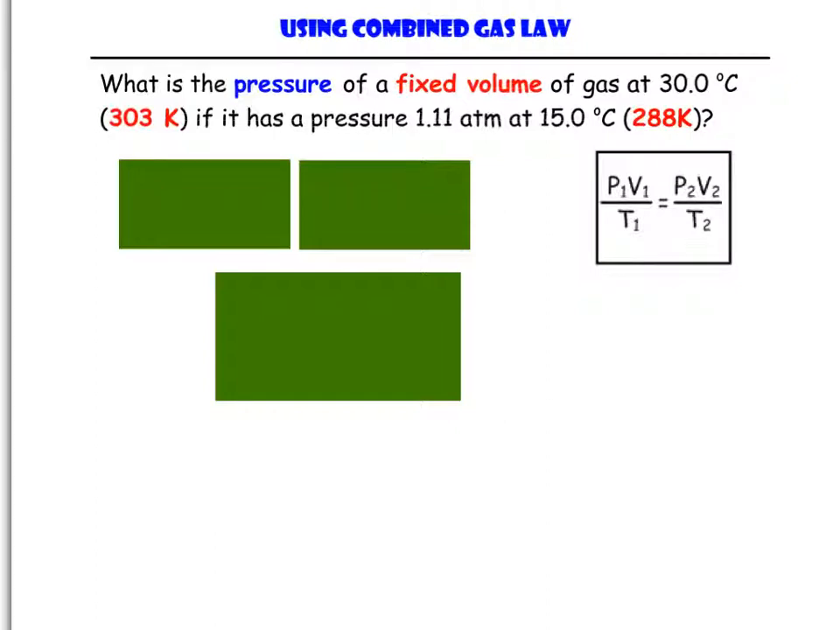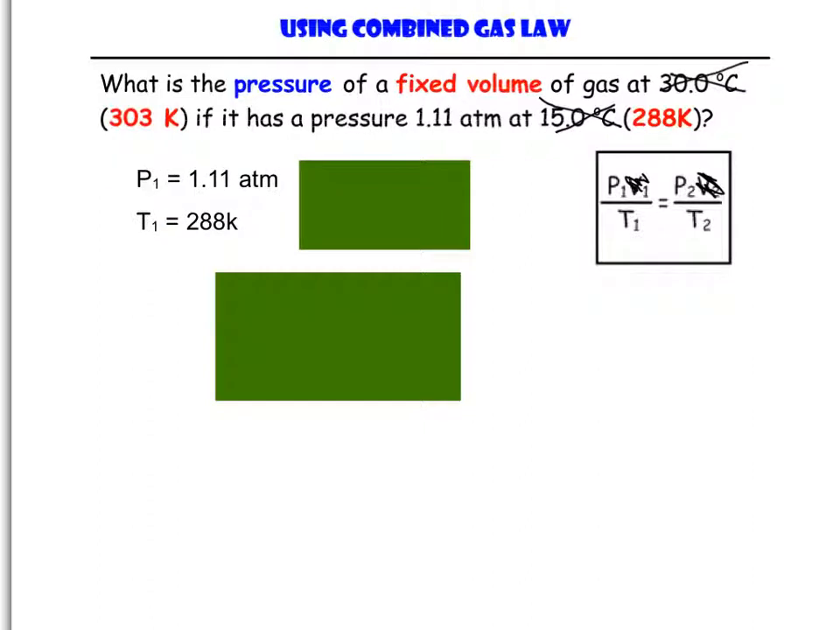Okay, now that you have tried this problem out on your own, what is the pressure of a fixed volume? So again, volume cannot change, and therefore we can automatically say volume is not going to be used in this problem. So what is the pressure of a fixed volume of gas at 30 degrees Celsius, also known as 303 Kelvin, if it has a pressure of 1.1 atm at 280 Kelvin? I'm just going to cancel my degrees Celsius since we won't be using those.